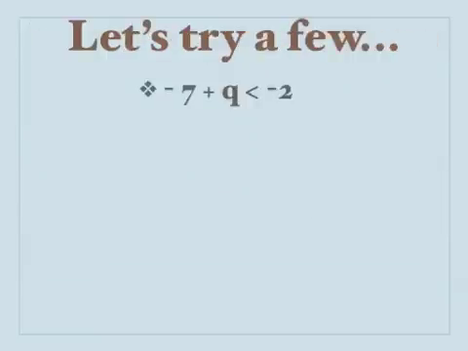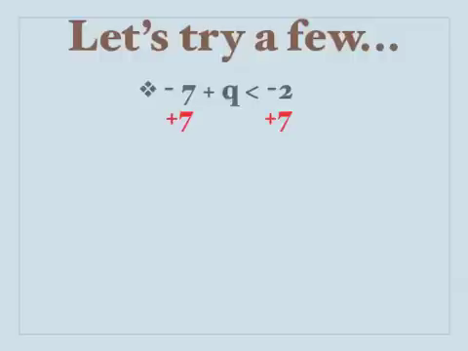Let's try to solve an inequality. Notice that I have -7 plus q is less than -2. In order to get the variable on one side by itself, look at where q is and ask yourself, what are you doing to q? On the same side as q, we have -7 plus q. So I need to get rid of the -7. To get rid of a -7, you do the opposite, or add 7 to both sides. Remember, you can't just add 7 to one side, you have to add 7 to both sides.